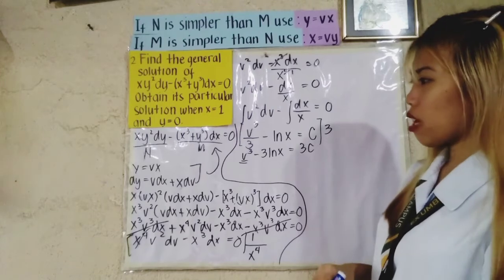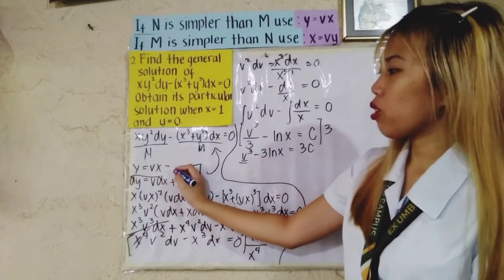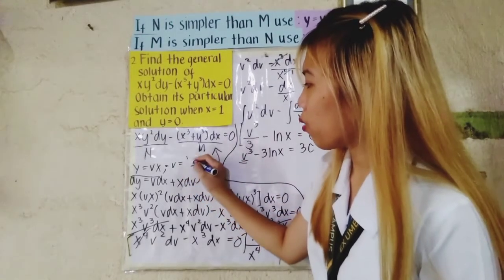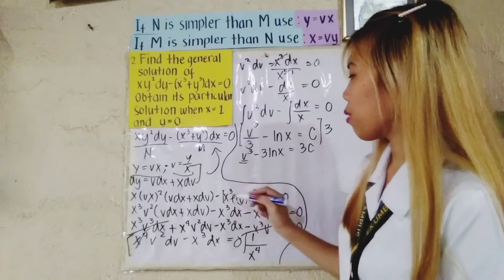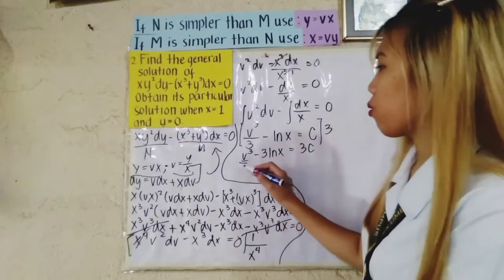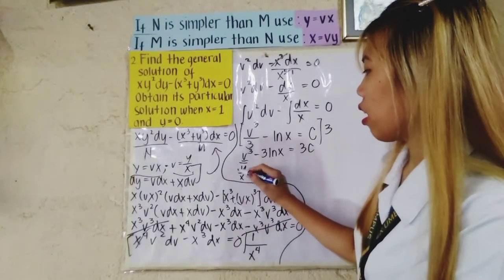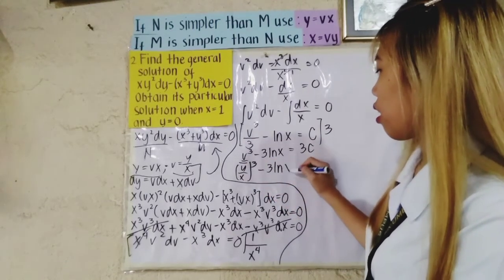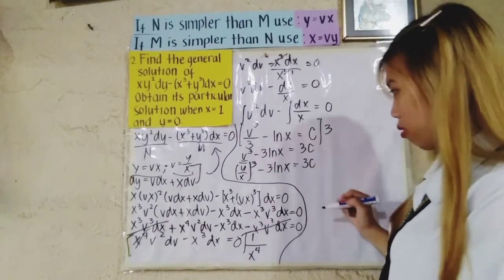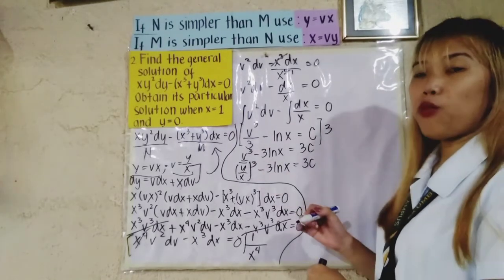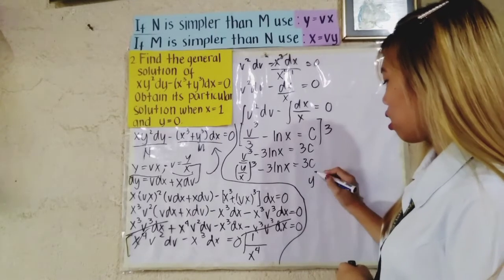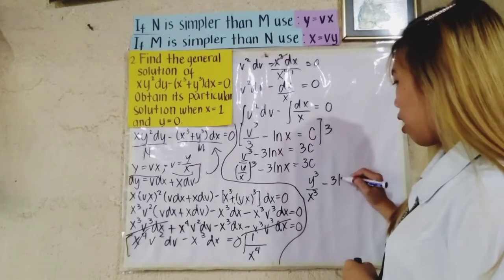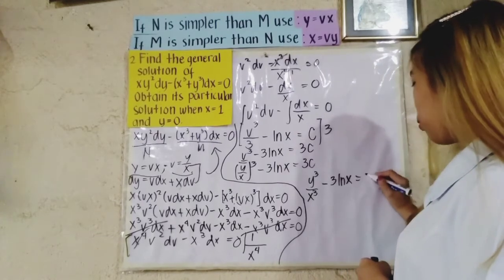Di ba yung ginamit natin kanina na substitution is ito. Dito natin kukunin yung value ng v. So, we have here v equal to y over x. So, ito yung gagamitin natin na pang-substitute dito sa v. So, we have here y over x na naka-raise siya sa cube minus, copy lang natin itong 3 ln x equal to 3c. Then, distribute na natin itong cube dito sa y over x. So, magkakaroon tayo ng y cube over x cube minus 3 ln of x equal to 3c.